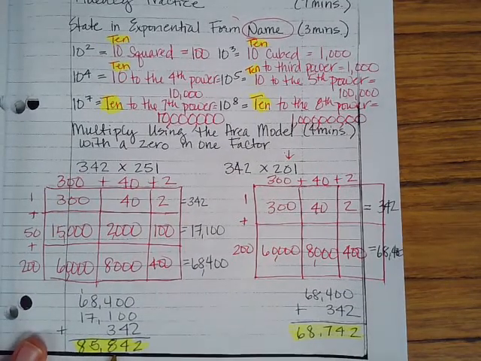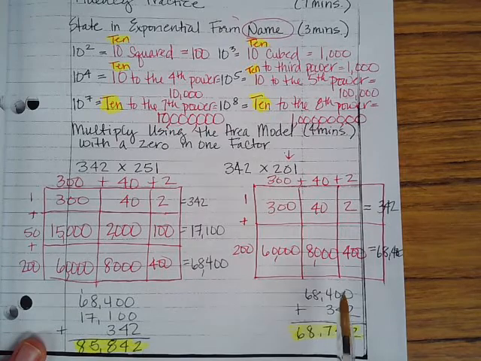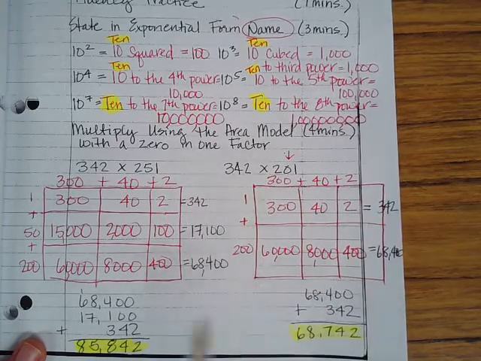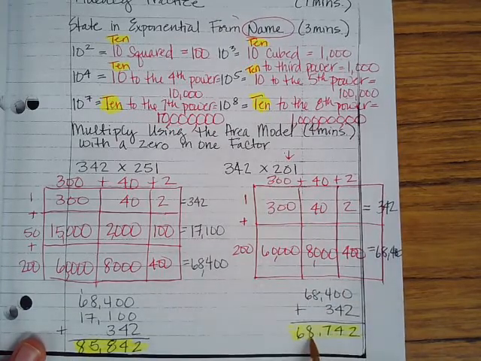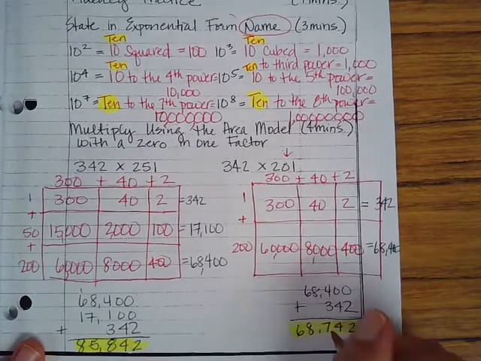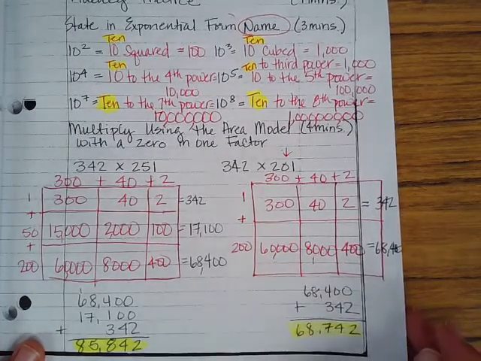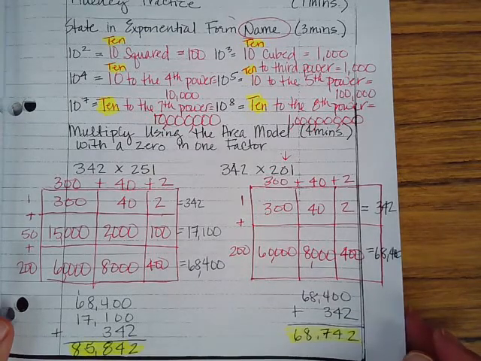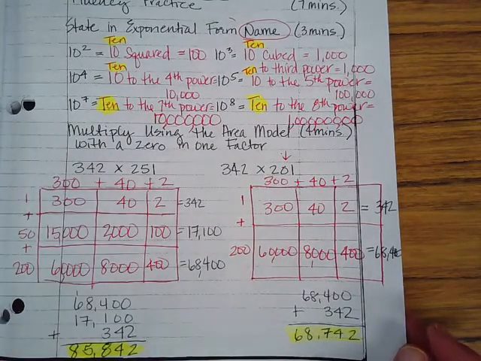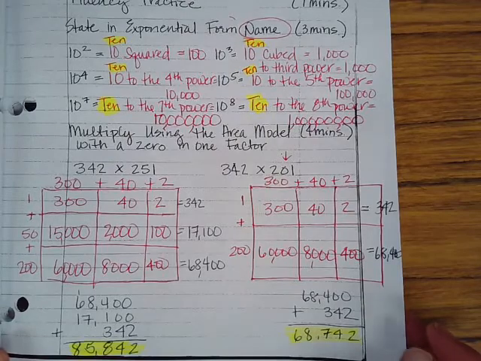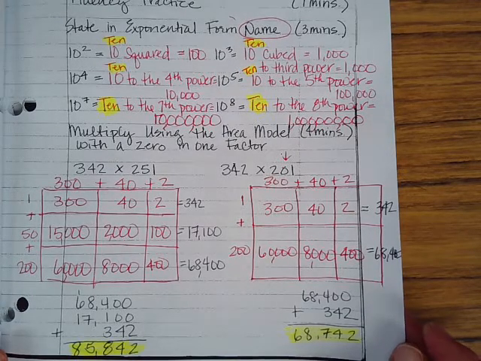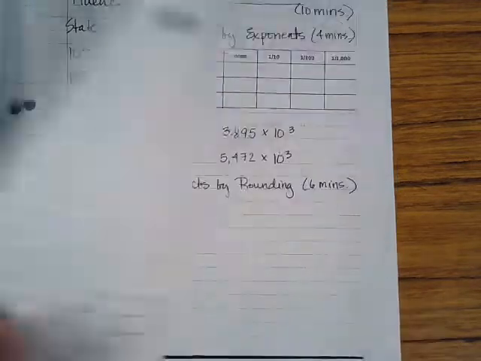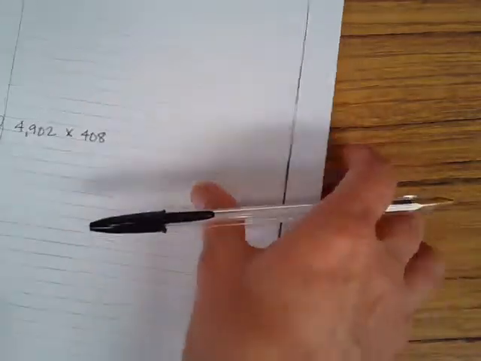Did you get 85,842? And the second area model, did you get 68,742? Check your work. Make sure you're understanding how this works, because yes, you will have to do this on the test. You will have to be able to use an area model to correctly multiply, and you will have to use the standard algorithm.